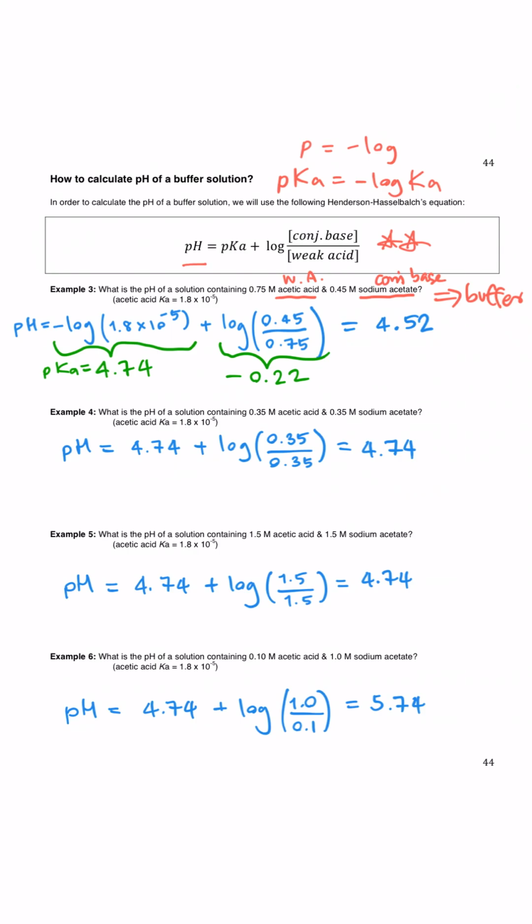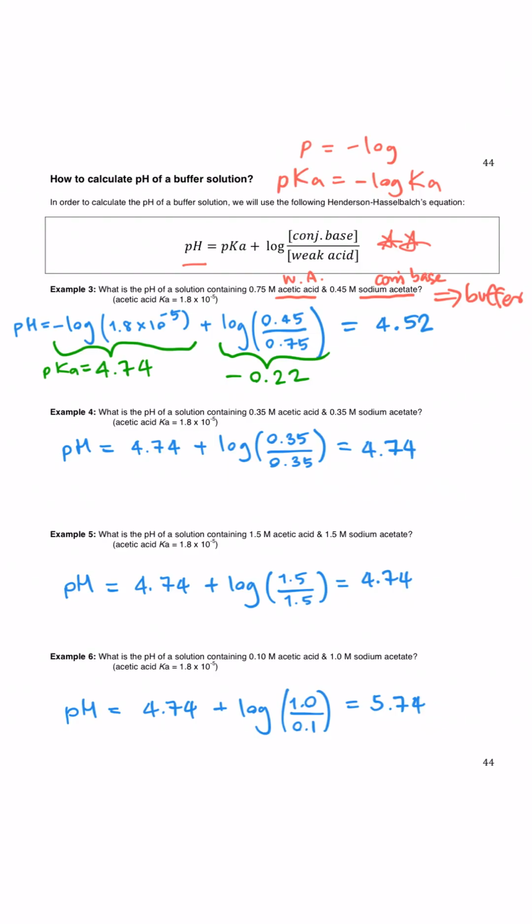For the concentration of the weak acid and its conjugate base, in example 4, they both are the same. Example 5, they both are the same as well, 1.5 molar. And in example 6, we have more of the conjugate base than the weak acid. So if you plug in all the values, you will get a pH for example 4 equal to 4.74. And for example 5 it would be 4.74 as well, because when these two are equal, the ratio equals 1, and log of 1 equals 0. So that's why the pH equals the pKa in this case. For example 6, when you plug in all the values, you will get a pH of 5.74.